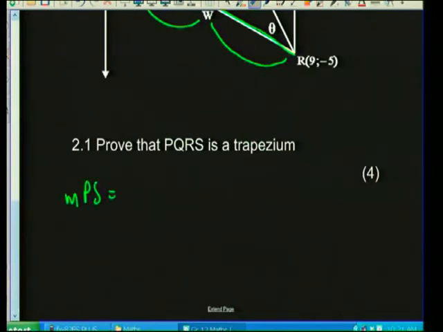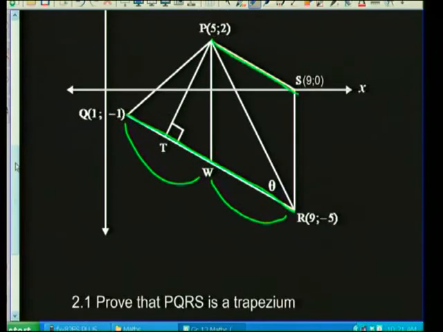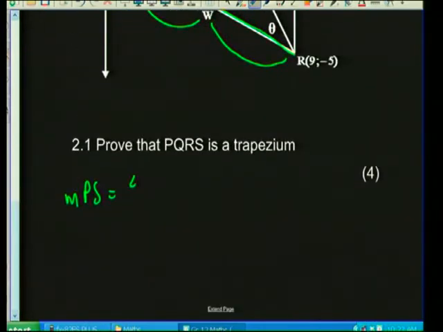I'm sorry about that. So the gradient of PS, change in y, 2 minus 0, all over the change in x, which is 5 minus 9. And so what I'm going to get over here is 2 over -4, which is then -1/2.